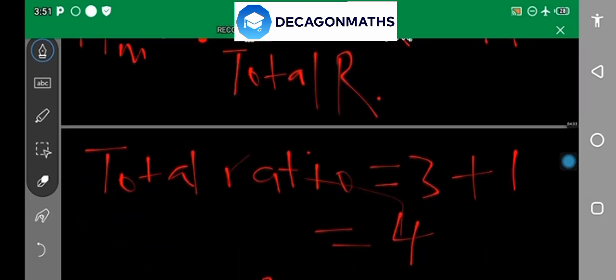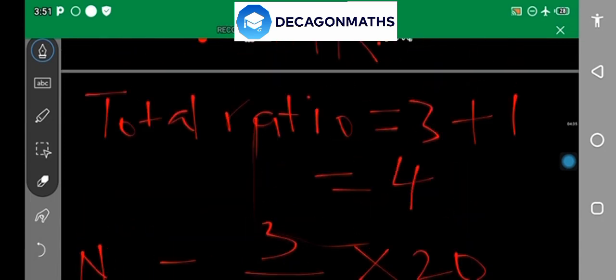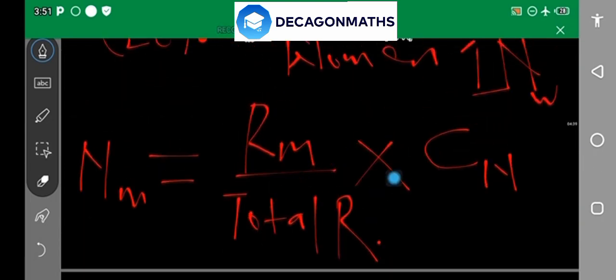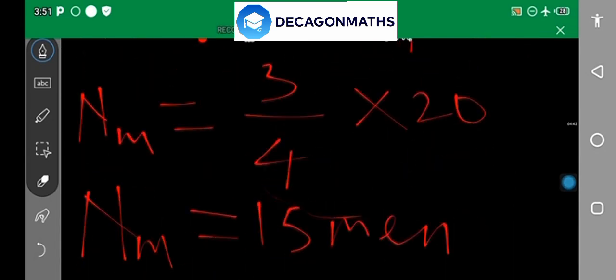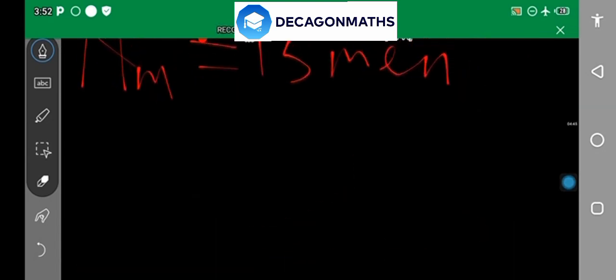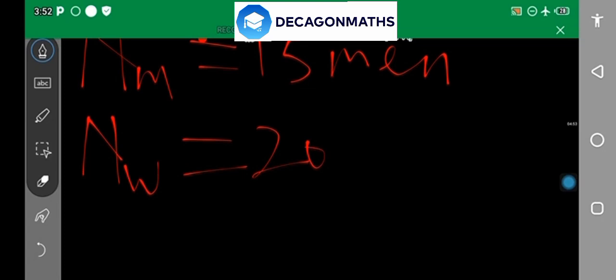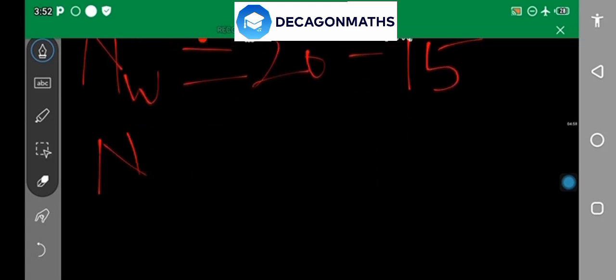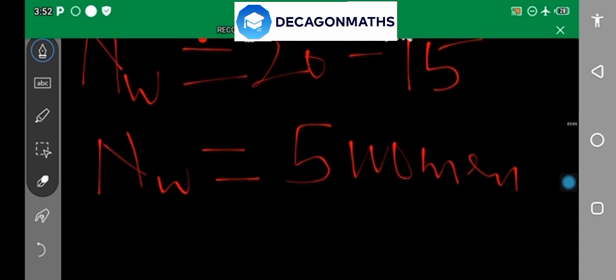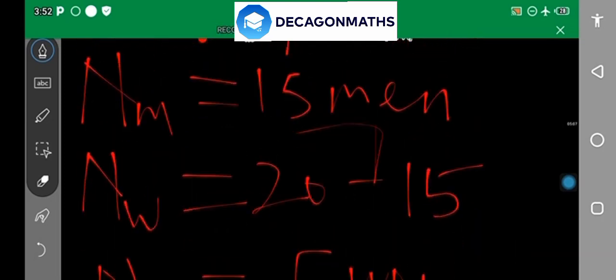For women, we can also go through this process, but we don't actually need that because the number of men plus the number of women is 20. So the number of women will be just 20 minus the number of men, which is 15. So the number of women is equal to 5. So we have 5 women while we have 15 men.